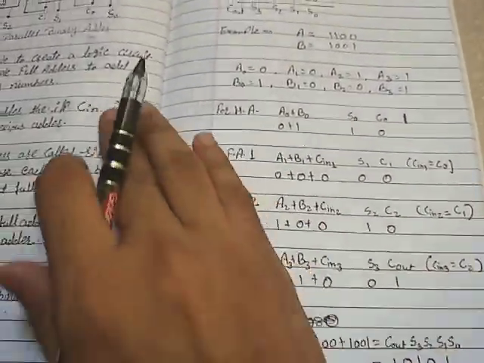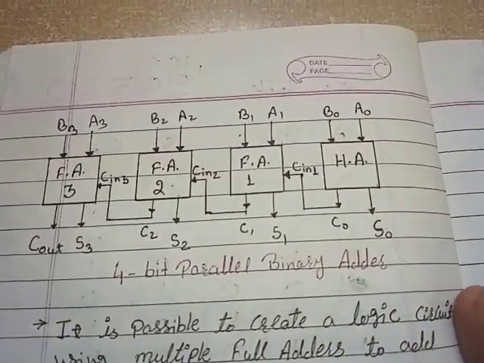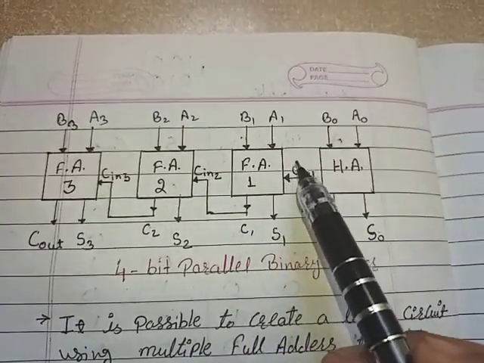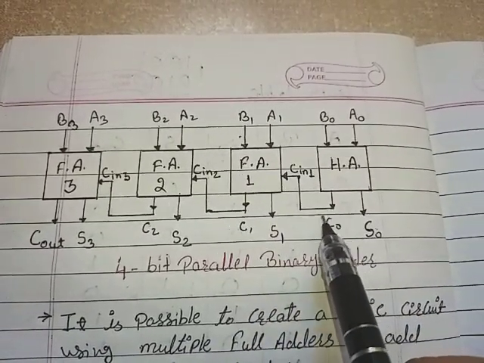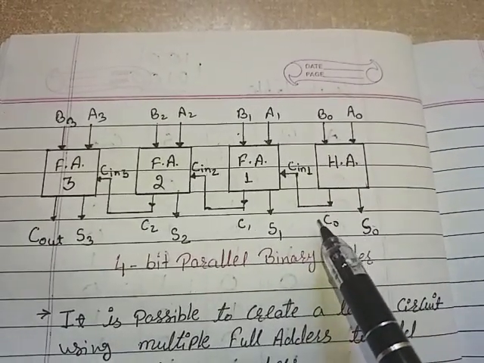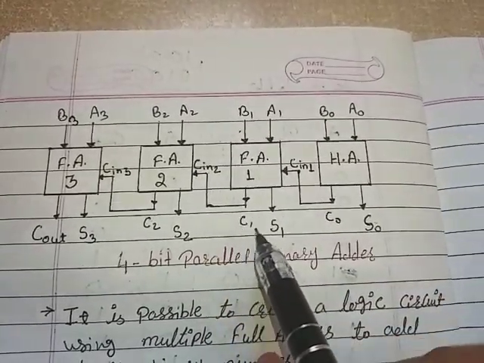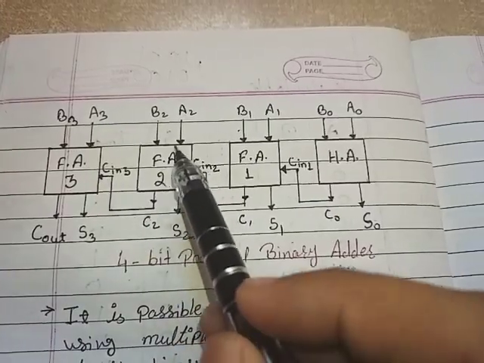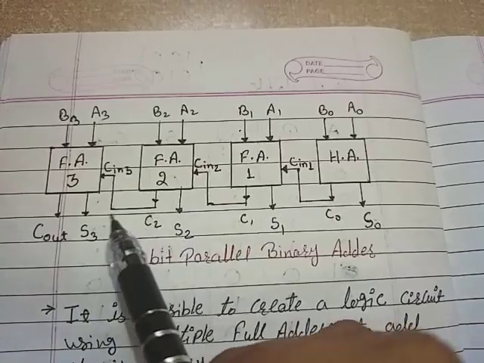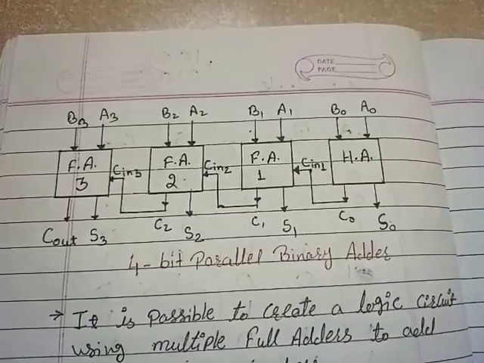Now, as it is very simple and easy to implement, it has a drawback: each full adder has to wait until the carry bit is calculated by the previous adder. Until a carry is calculated here, this full adder will not work. It has to wait until these carry bits are generated. This is the only drawback of the 4-bit parallel binary adder.